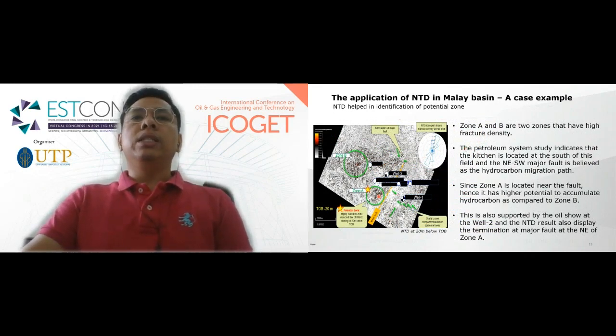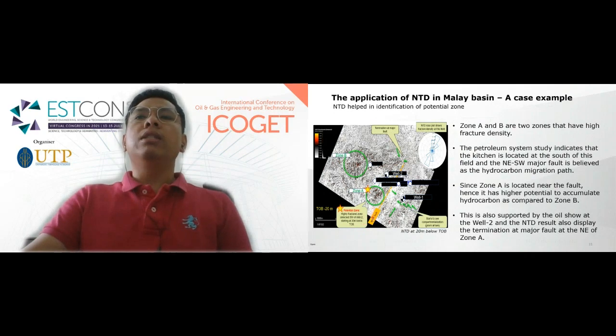So now we can see that we have 2 zones here, zone A and zone B. These 2 zones have high fracture density. And from the previous petroleum system study, it indicates that the kitchen is located at the south of this field, and the northeast-southwest major fault is believed to be the hydrocarbon migration path. Since A is located near the fault, it has higher potential to accumulate hydrocarbon as compared to zone B.